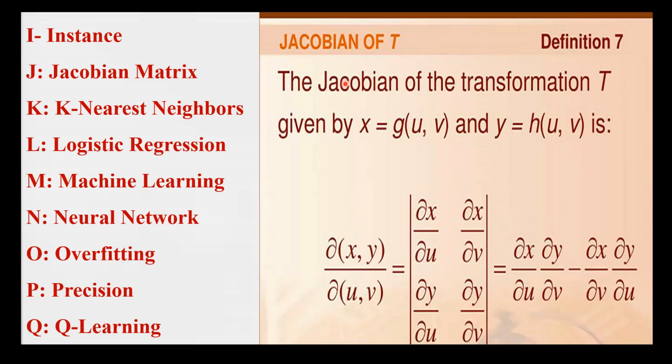I is the instance. Now instance is a specific observation or data point. In a data set, each row represents an instance containing features and a corresponding output.